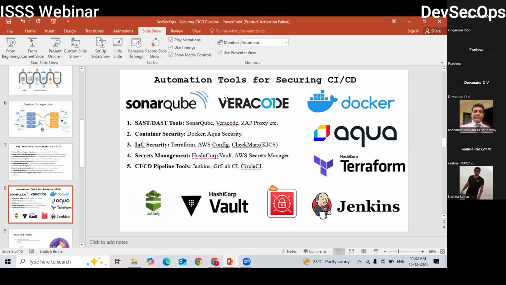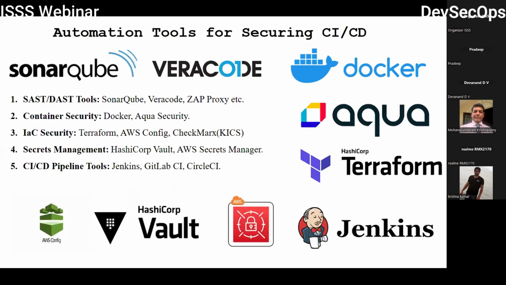So these are the various automation tools used for securing your CI/CD pipeline. Maybe you can take a snapshot, it might be useful for you. Let me go to the previous slide.